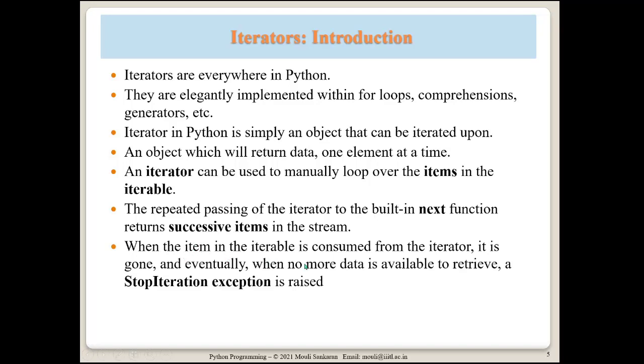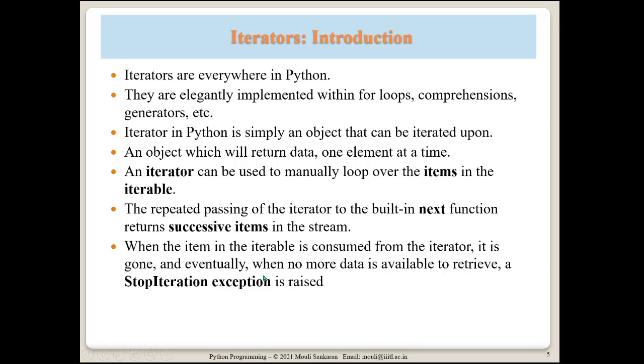So when the item in the iterable is consumed from the iterator, I said that the iterator is the helper to access the generator to give the next item in the sequence. But the generator has the knowledge of how to generate the numbers, whereas the iterator has the interface to make the caller call the iterable or a generator function, which is an iterable object, to give you the next value. So now when the item in the iterable is consumed from the iterator, it is gone. Not all the items, sorry.